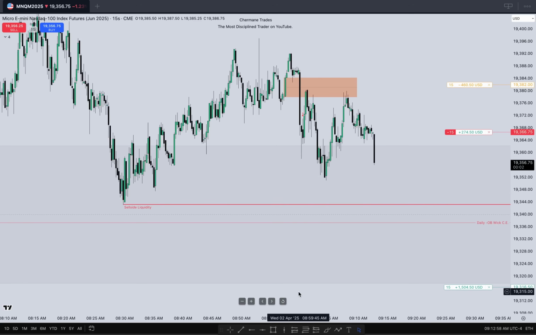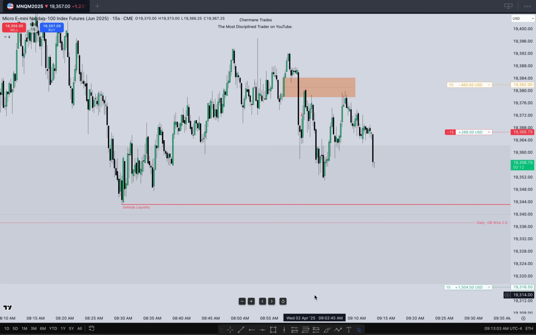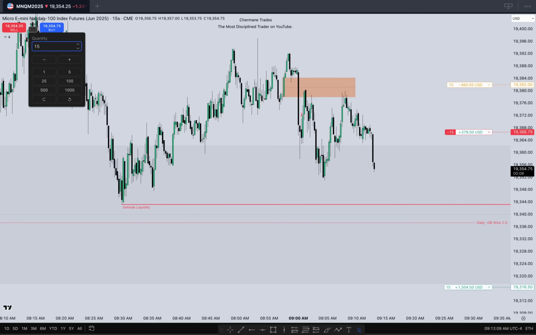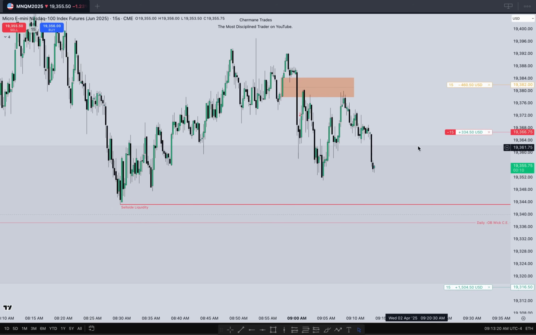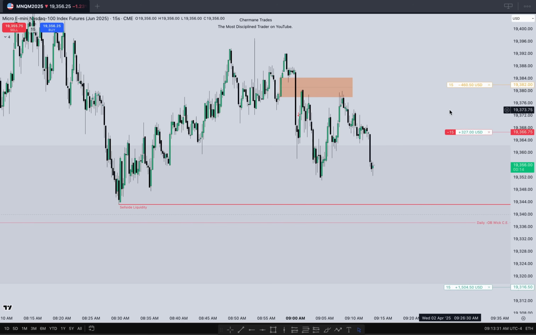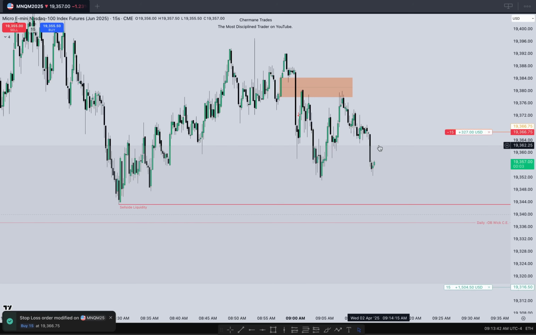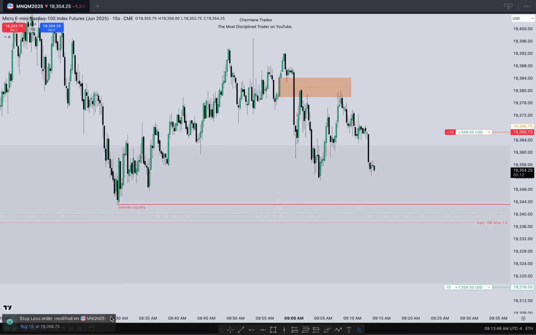Let me know in the comments, would you hold something like this? I'm just curious. What would you do in this situation if you were me, sitting in that deep retracement when it's retracing almost less than 2 points away from your stop? So my stop is moved to break even, and I'm highlighting that fair value gap.